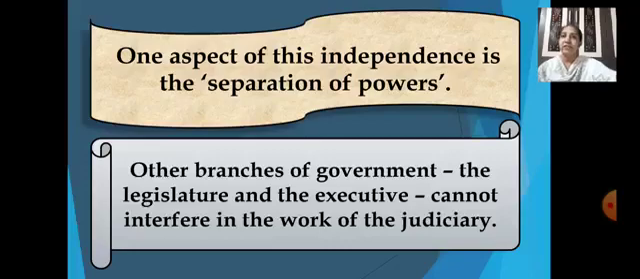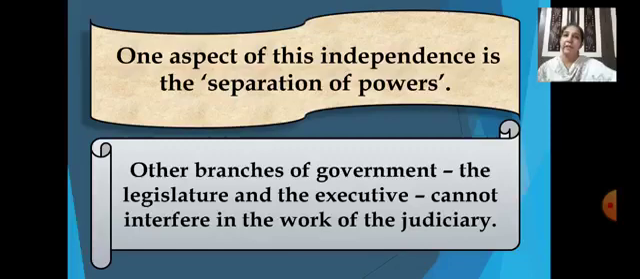Now, one aspect of this independence is the separation of powers. Now, what is that separation of powers? See, it is a key feature of the Constitution. What this means here is that other branches of government, that means the legislature and the executive, they cannot interfere in the work of the judiciary. The courts are not under the government and they do not act on their behalf.